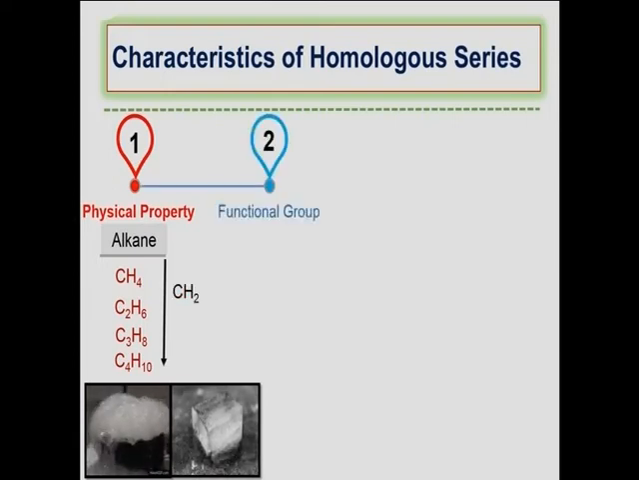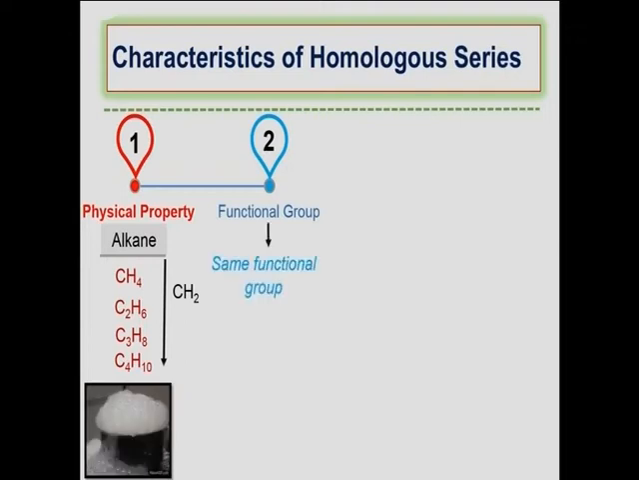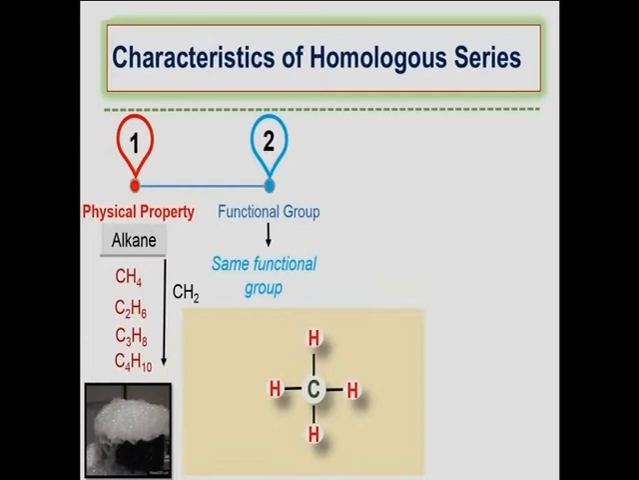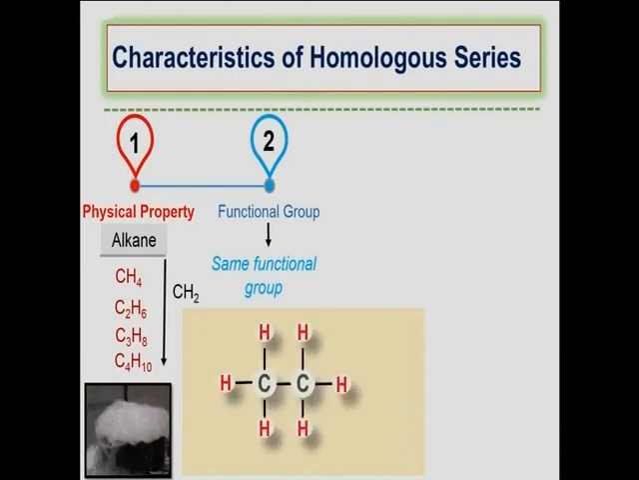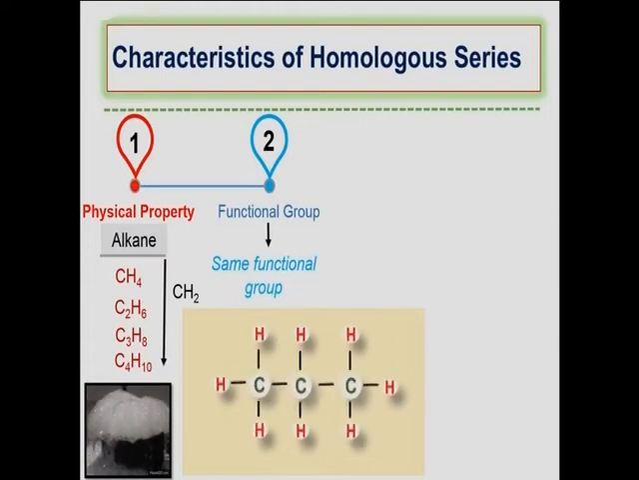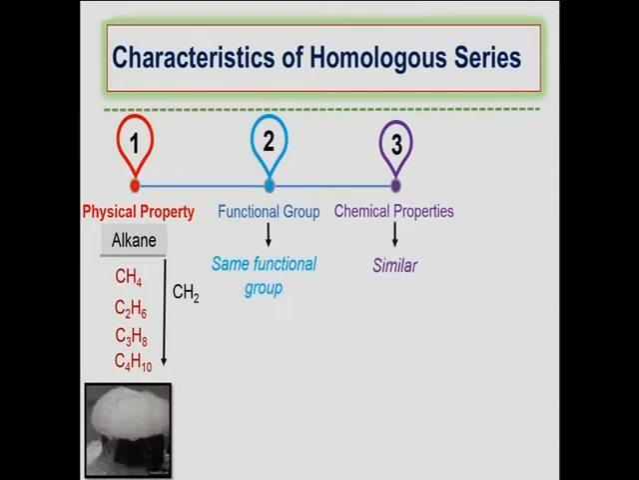The homologous series will always have the same functional group. For example, let's look at methane. What is the functional group there? The functional group is single bond. If you look at ethane, the functional group is again single bond. If you look at propane, again the functional group is single bond. Butane, pentane, hexane, all have single bond as their functional group. And since the members of the homologous series have the same functional group, they will also have the same or very similar chemical properties.